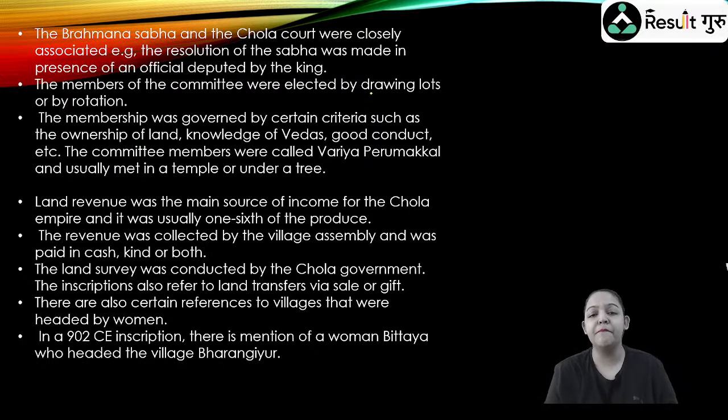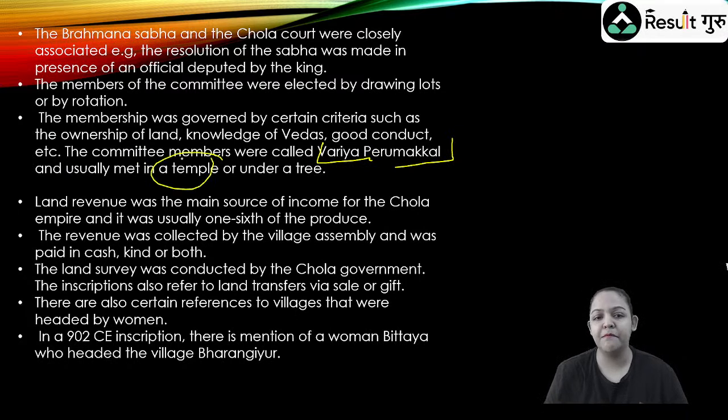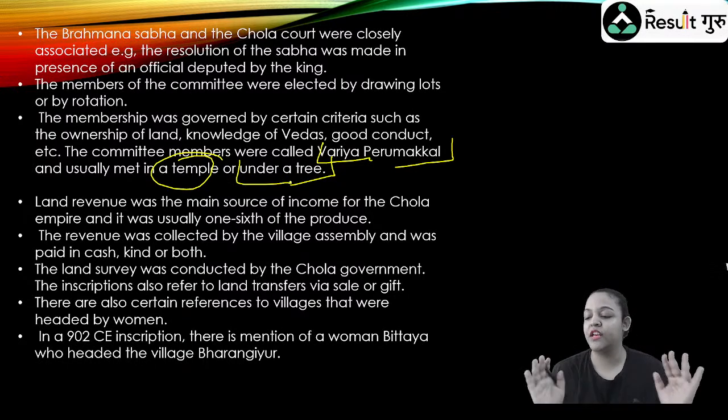The committee members were called Variya Perumakkal and usually met in a temple or under a tree. The members of the Mahasabha were known as what? They were known as Variya Perumakkal, and they usually met in a temple or under a tree to discuss matters and basically carry out all the administrative tasks. Alright? Okay. This is all about the Mahasabha.